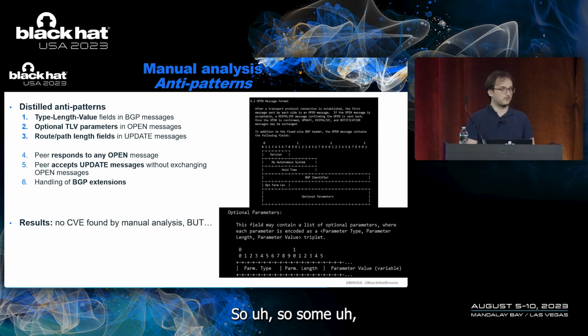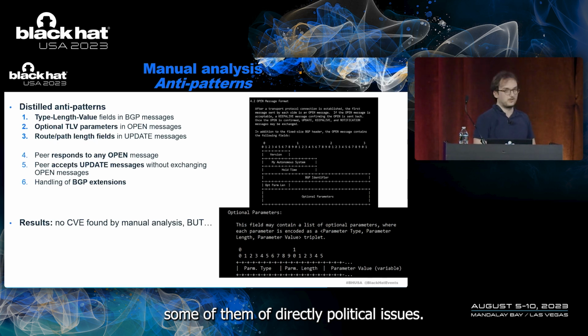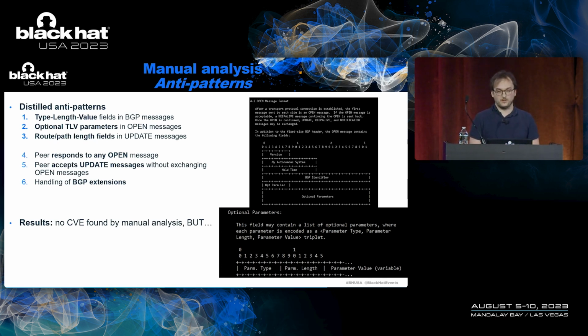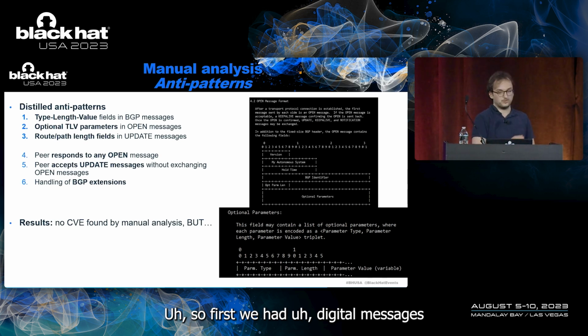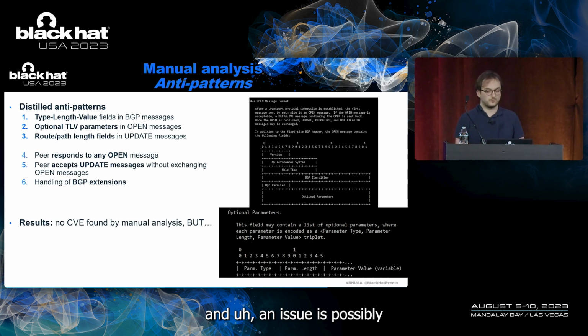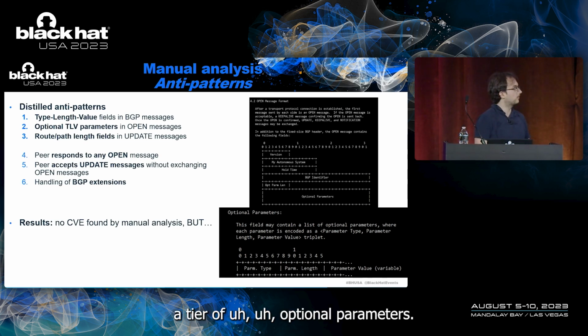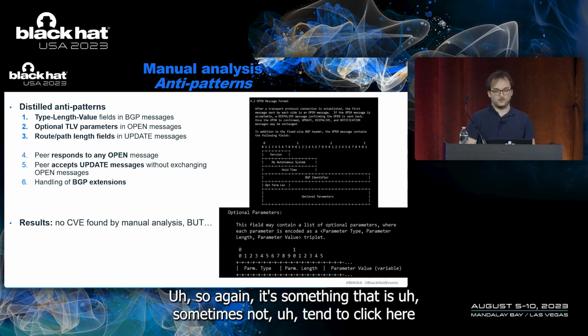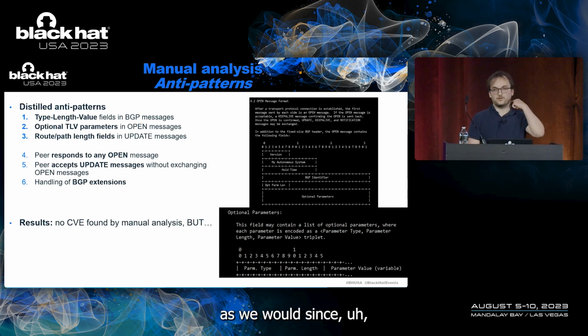So there are some specific anti-patterns that we found during this research. Some of them are directly protocol issues. So first we have the BGP messages that use type length value fields, which means parsing is more prone to errors. And another common issue is the possibility of optional parameters. So again, it's something that is sometimes not handled correctly, as we will see in the vulnerabilities that we found.